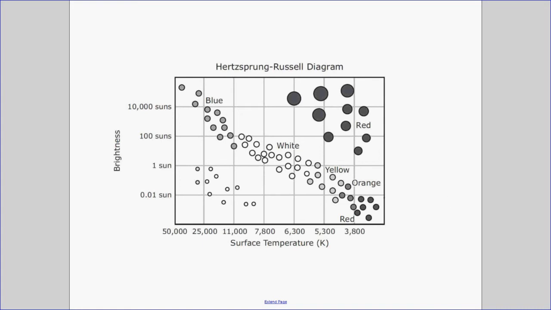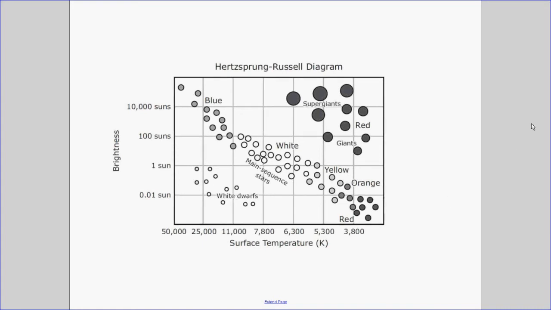All right, we need to add size. Up here we have the supergiant stars, and you remember seeing those in a previous video. Here we have the giant red stars. Our sun is a medium-sized star, and this whole band here in the middle are primarily medium-sized stars, and we call them main sequence stars. These are the majority of the stars in the universe. They are main sequence stars, and they are medium-sized stars.